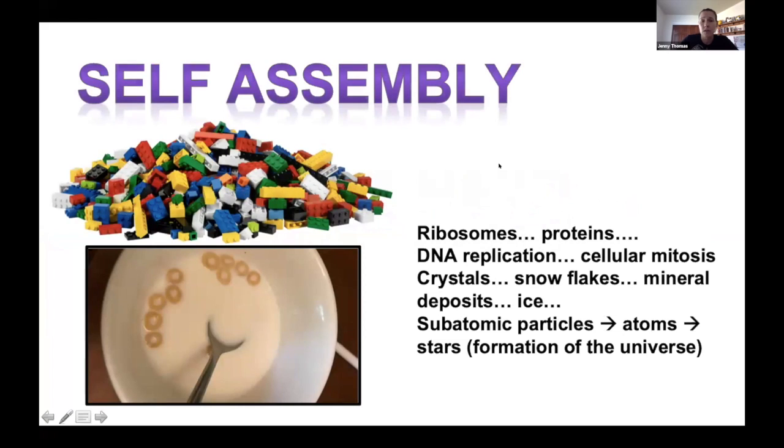So then I got into self-assembly, which ties in with ribosomes and making proteins and DNA replication, cellular mitosis, like Angela said, as far as, well, we are a product of self-assembly. An individual cell can become trillions of cells. Crystals, snowflakes, mineral deposits, ice, the subatomic particles when the universe was first forming coalesced into atoms, which then combined into stars, etc. So it ties in literally with everything around us in the world.